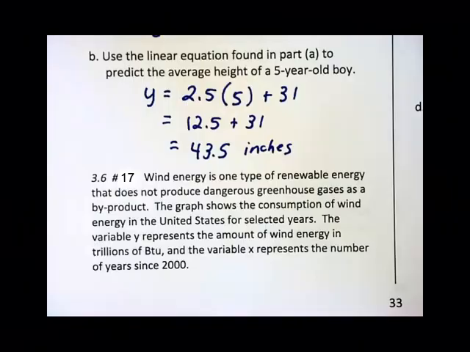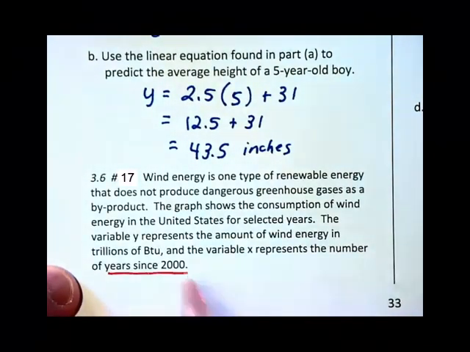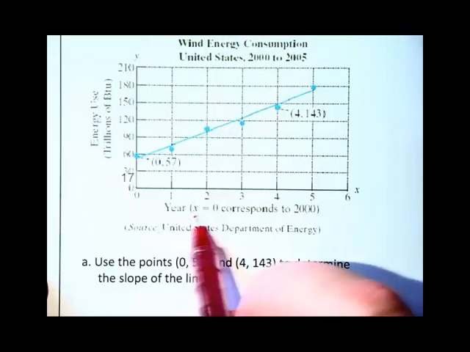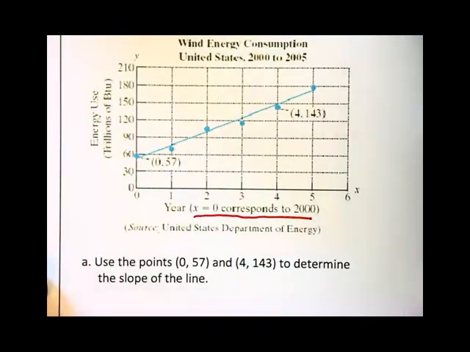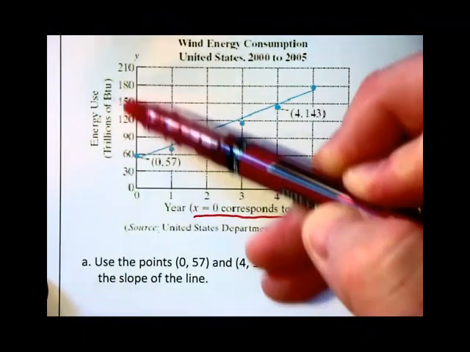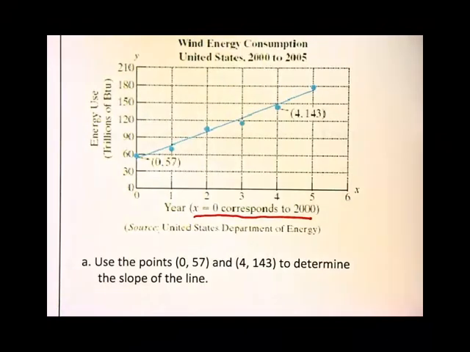Next problem, we read down below. I'll let you read that yourself. Notice we're talking about years since 2000. And over here it even tells us beneath the graph that x corresponds to the year 2000 for x equals 0. Notice we're dealing with units of trillions of BTUs. That's British thermal units. And it says use these 2 points to determine the slope of the line.